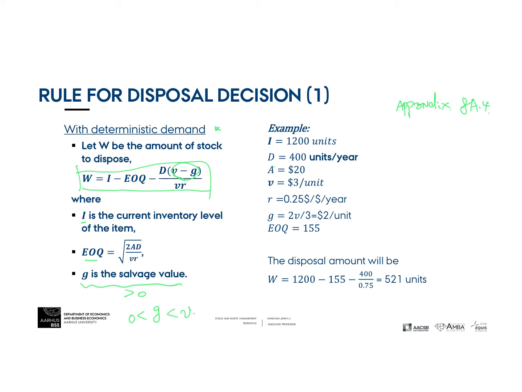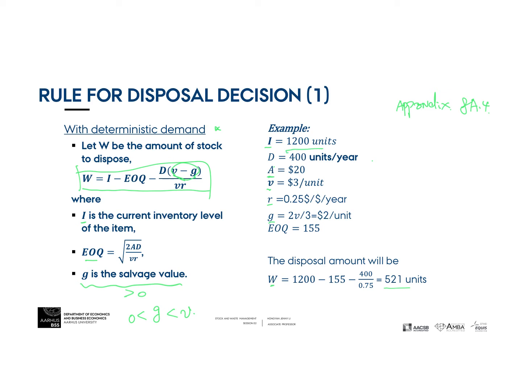Now we can use one example to show you how we do the calculations. If we know the annual demand, capital D, the fixed ordering cost A, the unit value of your item, the holding cost, the salvage value, and the current inventory levels, then we can calculate the capital W, which is 521 units. So in total, you have 1020 units.